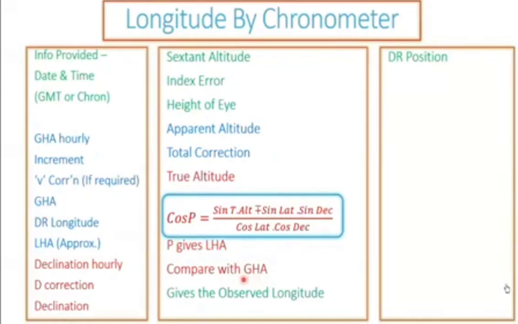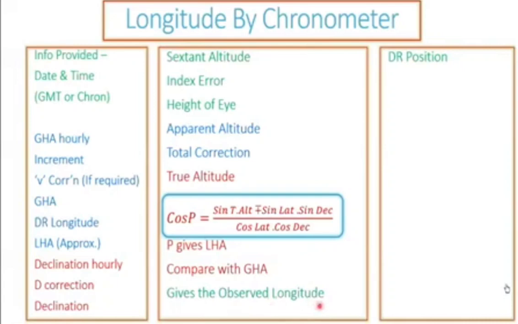When you compare both of them, their difference gives you the observed longitude. The difference between the GHA of a body and the LHA of a body is determined by the longitude of the observer. So when you have both LHA and GHA known to you, you will be able to easily find out the longitude from their difference. This longitude is called the observed longitude, because it has been obtained by observing the body, or by taking an observation of the body, which we call a sight. So we have obtained the observed longitude here.